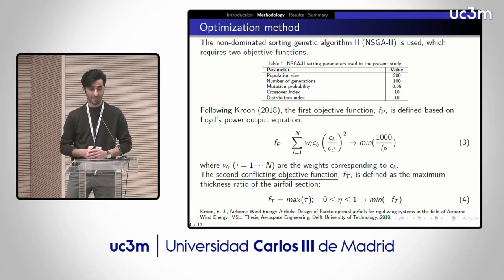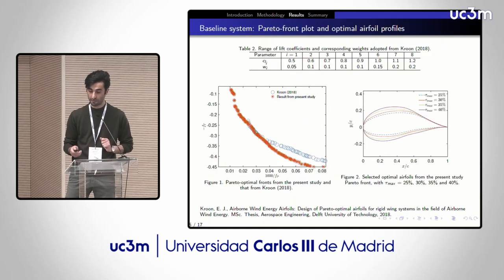The other one is maximum thickness. From a structural point of view, it's important to have thicker airfoils, but aerodynamically that's not useful. So it's conflicting. Again, because we need minimization, we minimize the negative of FT, the maximum thickness.